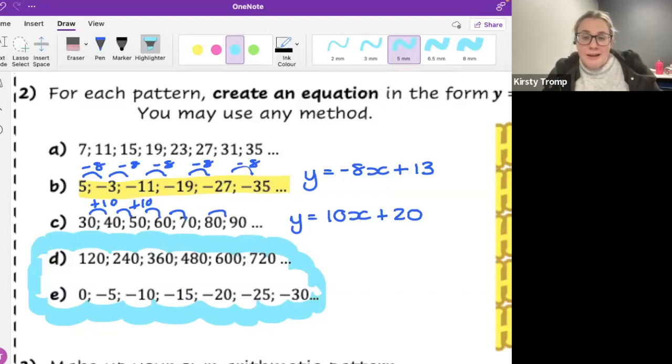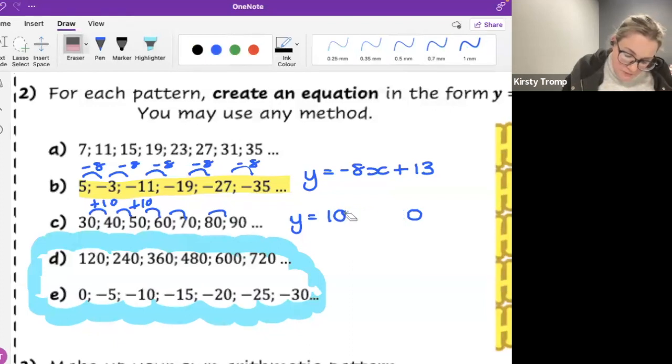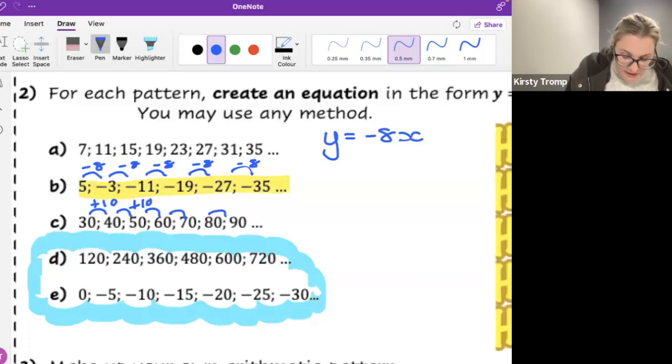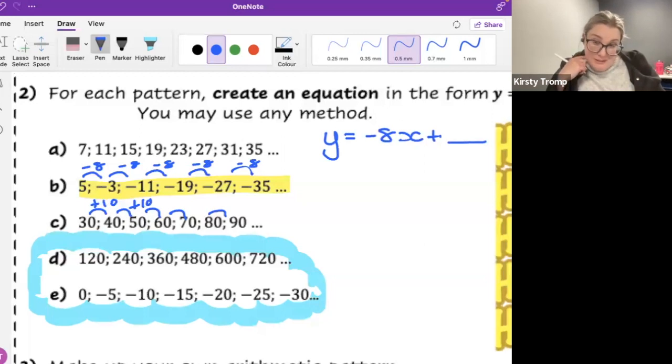Right, Anam, how may I help you? Ma'am, I don't understand where you say minus 8x plus 13. I don't understand how you got that answer. All right, let's have a look, Anam. So for this one, you tell me what's the difference each time from this pattern? Minus 8. The difference is minus 8. So you're going to say y is equal to minus 8, and you put in x, hey? Yes, ma'am. Plus something. Do you agree I've got to say plus something, hey? Yes, ma'am. Because you always say plus something.